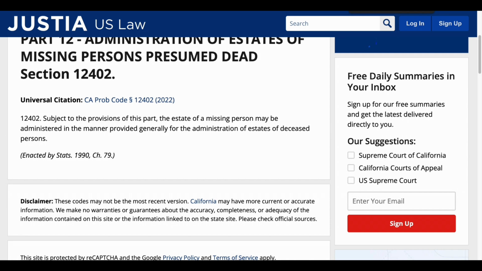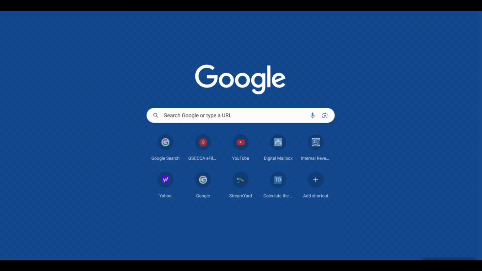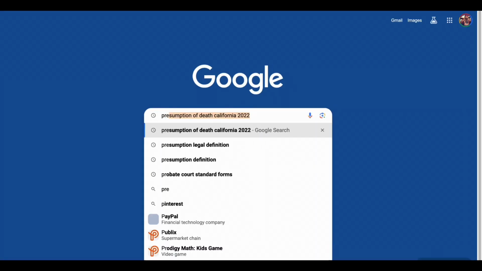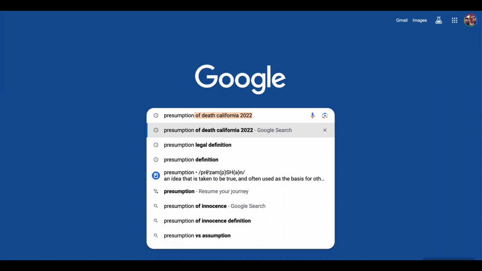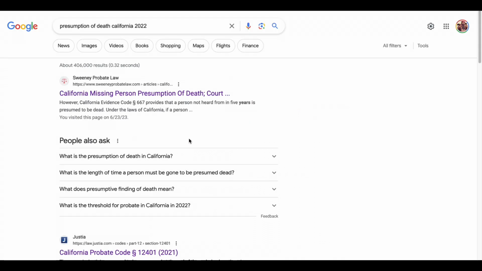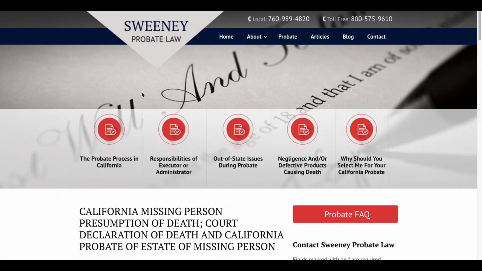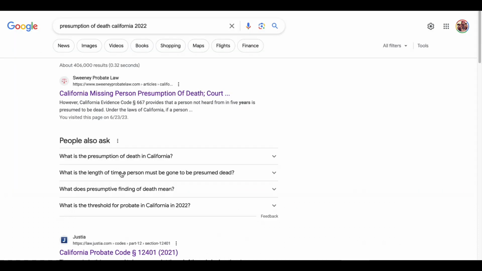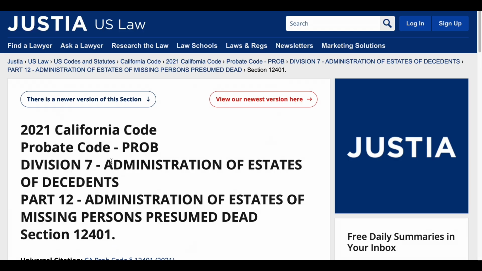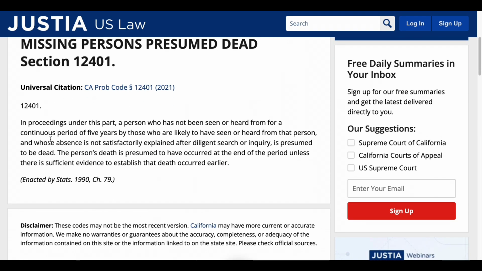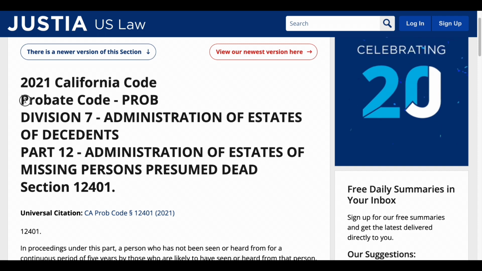I'm going to type something in here real quick and show y'all. It was something I wanted to make sure I see, what they call presumption of death since we're in California. Nope, I don't do law attorneys. I don't do attorney form. Let me see. In proceedings in this part, keep in mind we're still at probate.